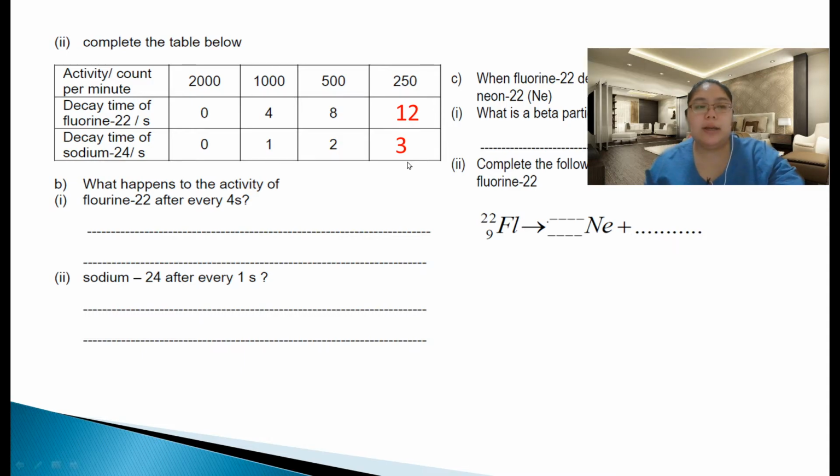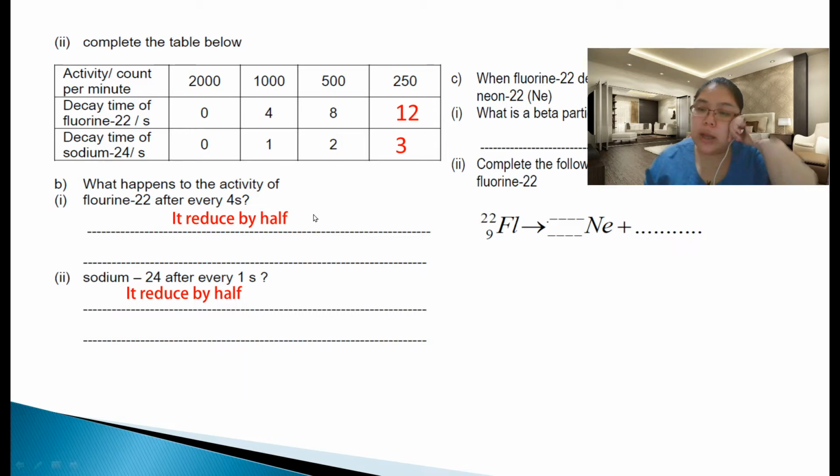Now what happened to the activity of the fluorine after every 4 seconds? The activity will drop to half. Agree? Every 4 seconds, it drops to half, so we just write reduced by half. How about the sodium? After every 1 second it is also the same, also reduced by half.